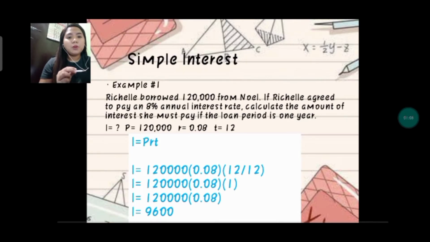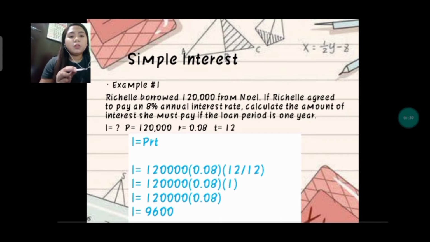Example number 1: Rachel borrowed 120,000 from Noel. If Rachel agreed to pay an 8% annual interest rate, calculate the amount of interest she must pay if the loan period is 1 year. So, what we will find here is the interest that Rachel must pay after 1 year.